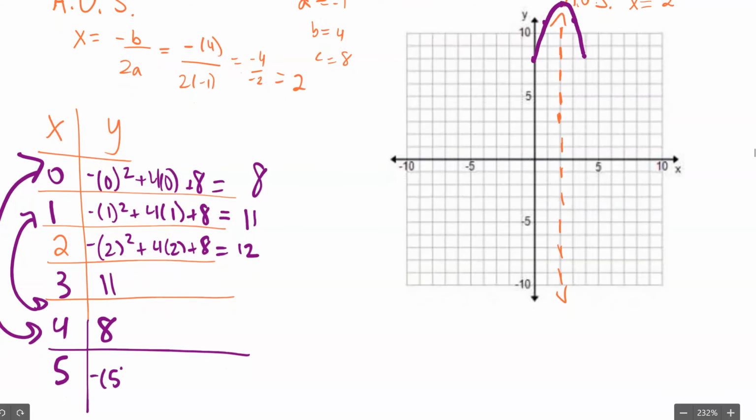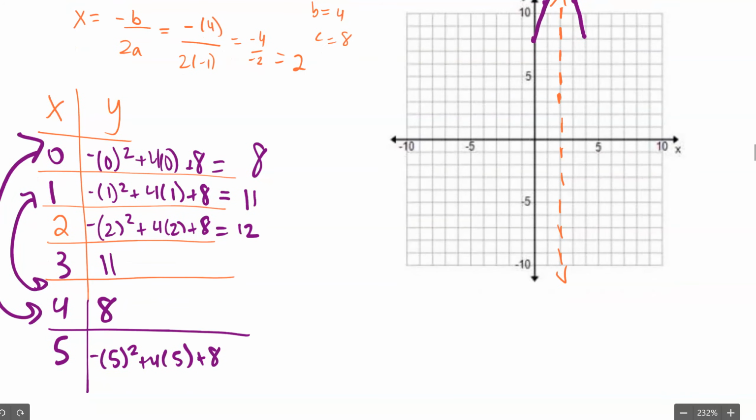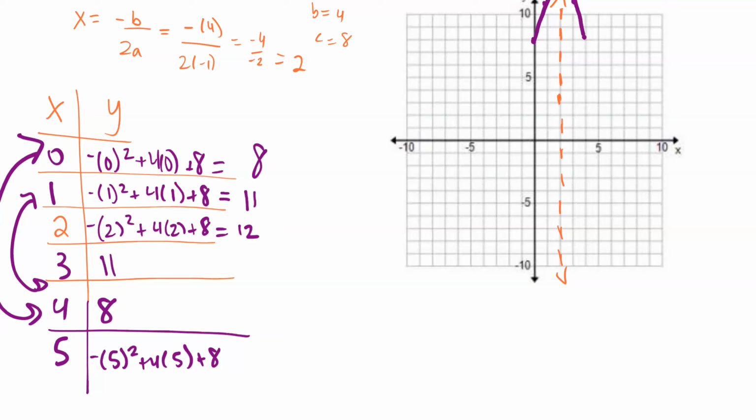Okay, so negative, let's see, 5 squared plus 4 times 5 plus 8. I have to keep going till I find a y value that's negative, so I know which numbers I'm crossing between. Negative 25 plus 20 is negative 5 plus 8. Ugh, that's negative 3. Wait, no, it's positive 3. So that means for an x of negative 1, it has positive 3.